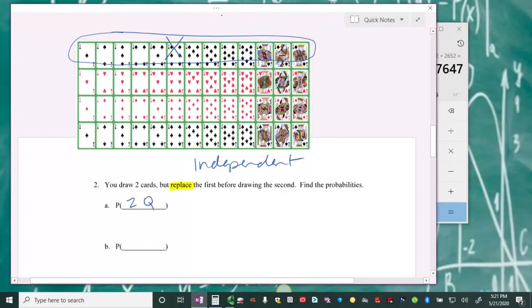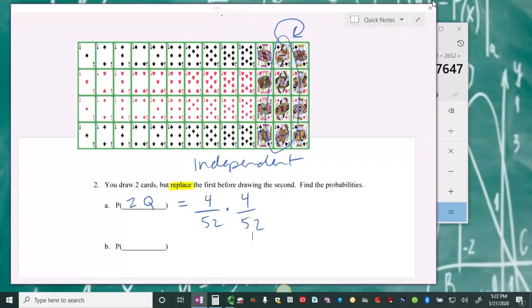I'm going to erase what I've got here. We want to draw 2 queens, so I start with all 4 queens in my deck. I assume that I draw one, so there's a 4 out of 52 card chance. There are all 4 of my queens, but I don't cross anything off. I don't take it out of my deck. Instead, I put it back into the deck. So if I drew this queen, I put her back into the deck. There are still 4 out of the 52.